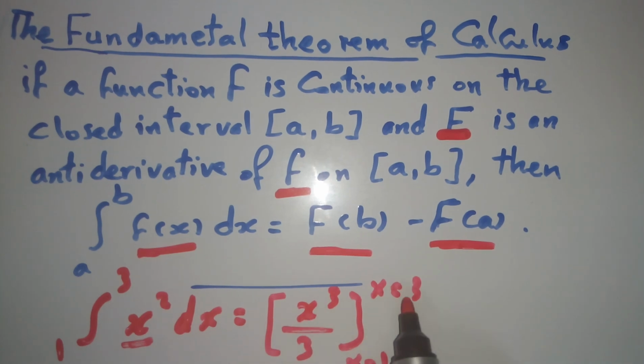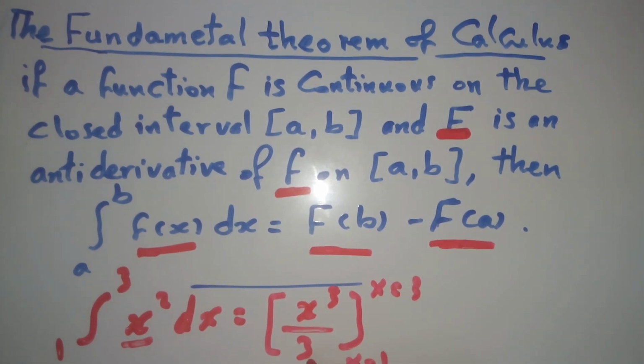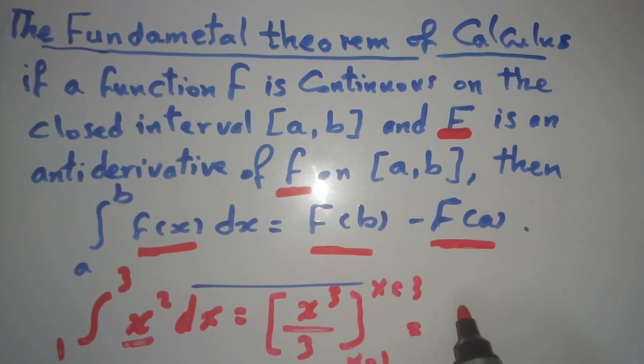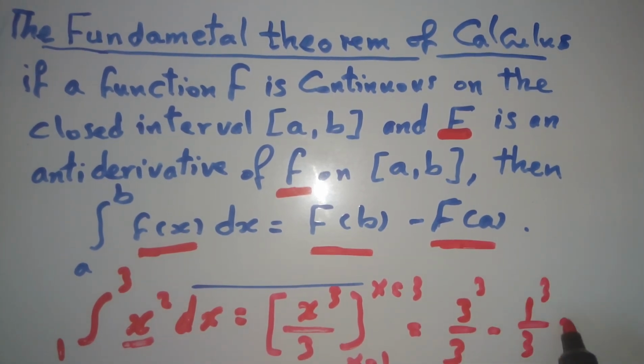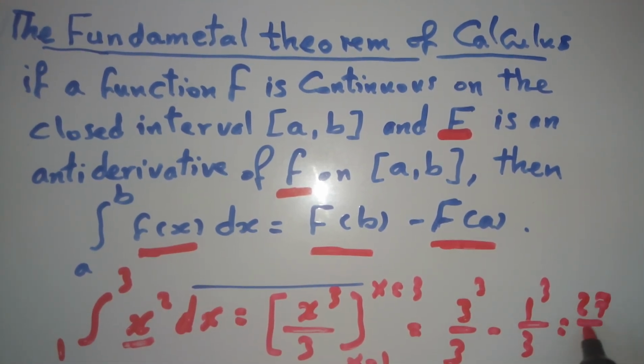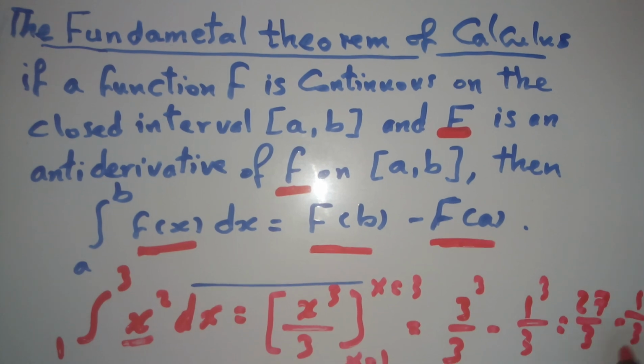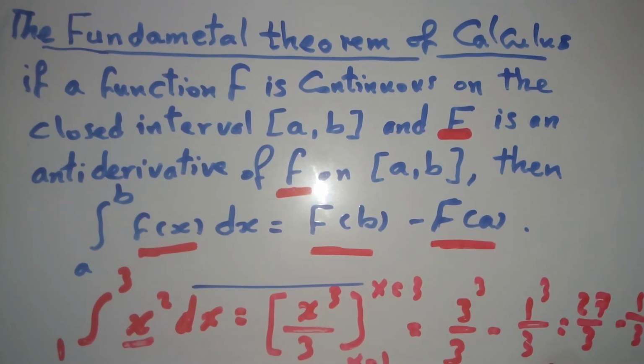Then you replace x with the upper value and replace x with the lower value here. Then subtract the two values. It will be 3 to the power 3 divided by 3 minus 1 to the power 3 divided by 3. It will be 27 over 3 minus 1 over 3. It will be 26 over 3. That's it.